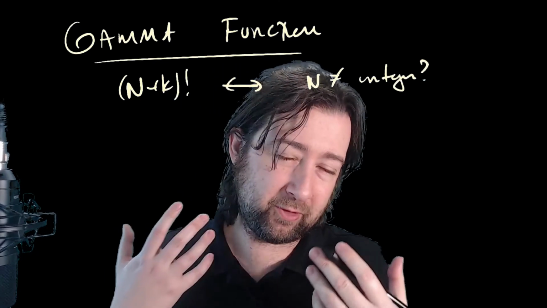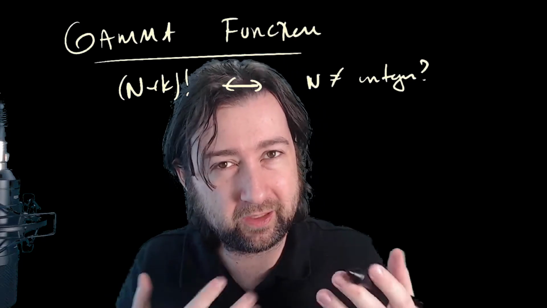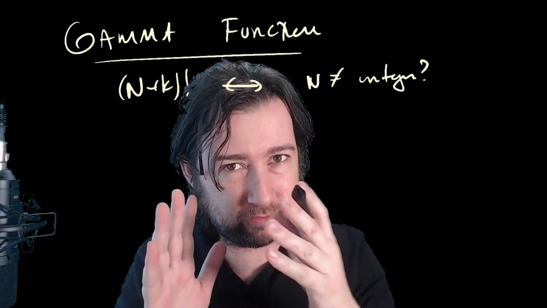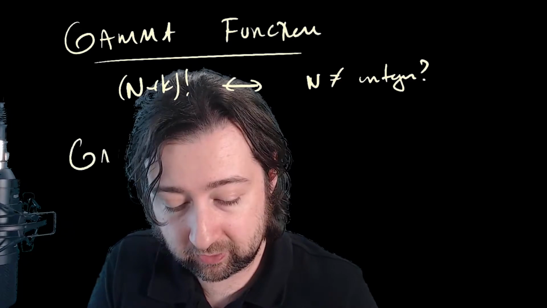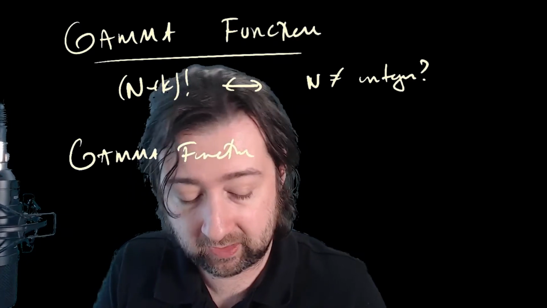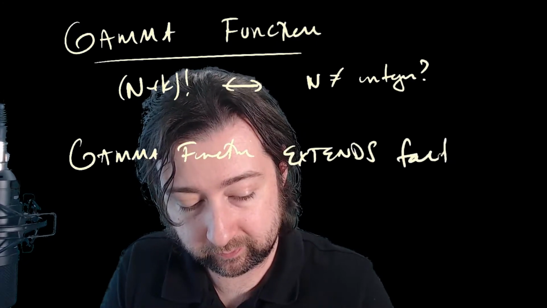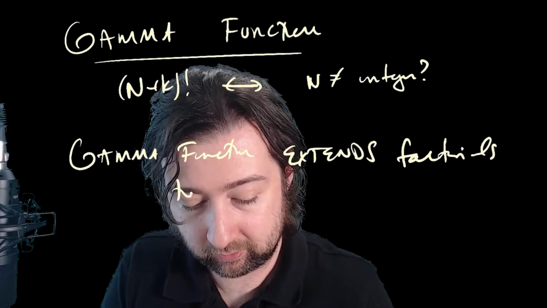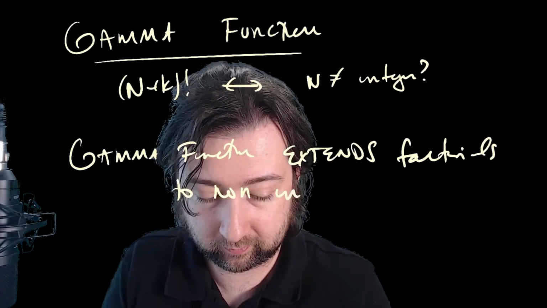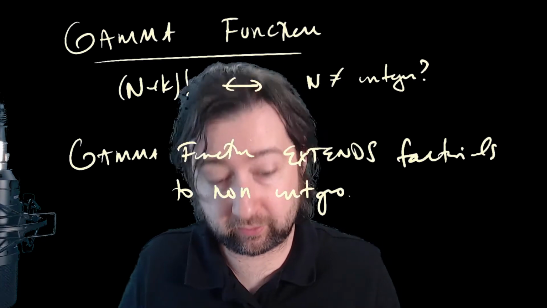So what I'm really trying to do is come up with a way to do factorials when I don't have a number that I can multiply all integers up to. So the gamma function extends the factorials to non-integers. It just fills in the gaps between the factorials.